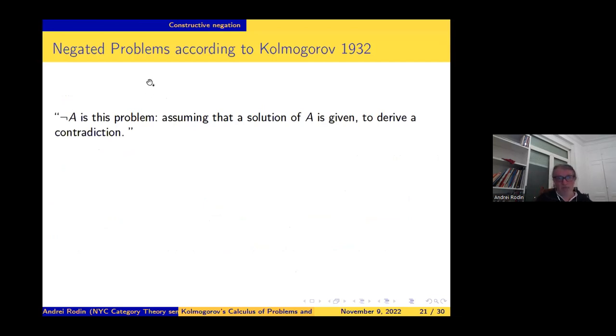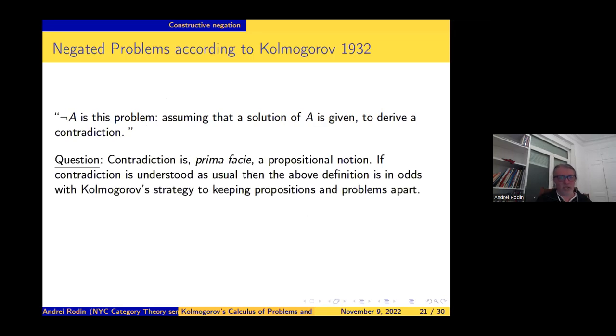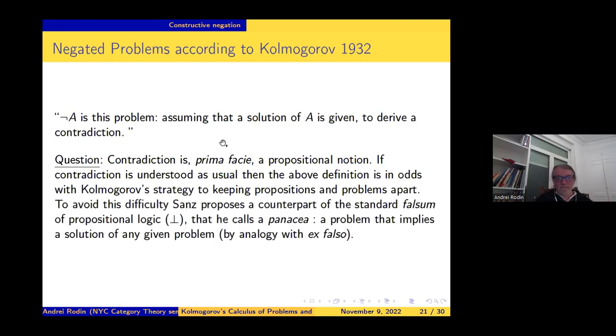Okay, now I'm trying to be quicker. I have this part on negated problems, which I think is very interesting and more problematic. At least I don't quite understand it. So he says, okay, negation of a problem is as usual in intuitionistic logic, deriving a contradiction. And of course, contradiction is a propositional notion, like A and non-A together. And that looks like it does not avoid this reduction of problems to propositions. But actually, there is a suggestion to find a counterpart of the standard falsum for problems. There is this paper by Zans who called it panacea. So by analogy with ex falso, we have this kind of problem that makes any other problem solvable. I just mention it.